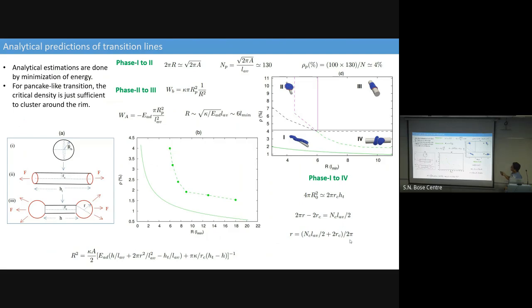On the other hand, if we calculate the adhesion and bending energies as a function of the radius and try to calculate the optimal radius, this will give me another line and that will quantify this. These are not exact, but qualitatively these lines are meaningful. And similarly, you can also try to get this transition line.